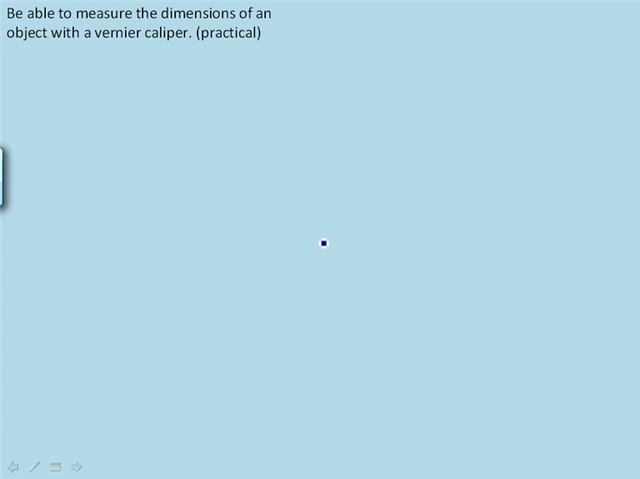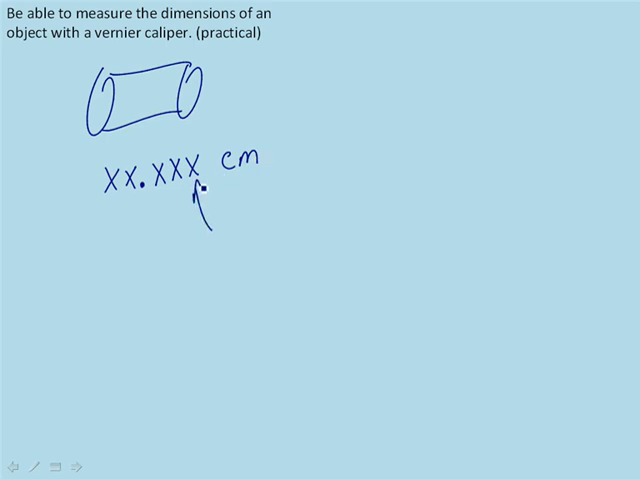For the first one, be able to measure the dimensions of an object with a vernier caliper. I'll likely give you a cylinder and the caliper, and you'll have to measure the diameter. Remember that when using a caliper, you're supposed to have 3 decimal places, measured in centimeters. The last decimal place is either a 0 or a 5. If you want to come by my office and try a caliper, you're welcome.